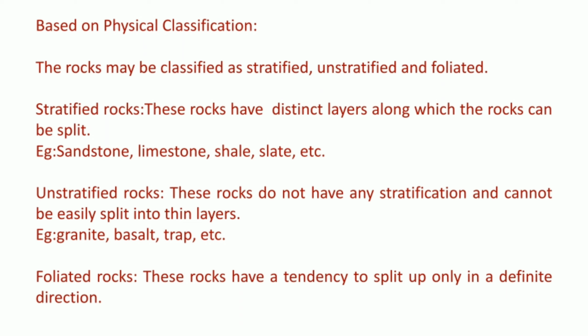Unstratified rocks. These rocks do not have any stratification and cannot be easily split into thin layers. Example: granite, basalt, trap, etc. These rocks have crystalline and compact granular structure and cannot be easily split. Foliated rocks. These rocks have a tendency to split up only in a definite direction.